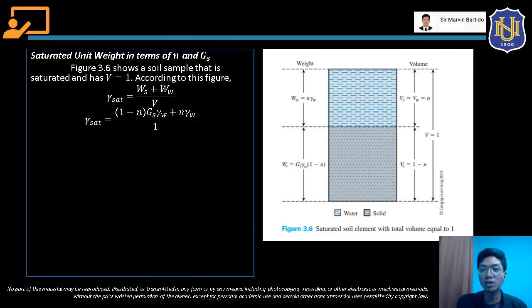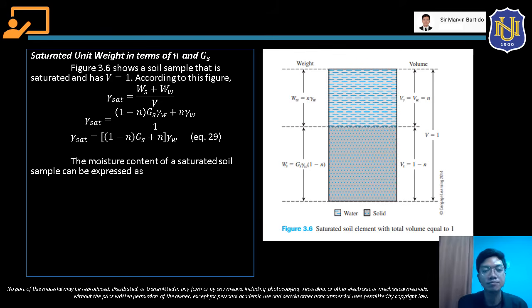Eh, yung volume ng water natin dito, class, ay n. So therefore, n times gamma water equal yan sa weight ng water. Tama? Kaya class, yung weight ng water natin dito ay n times gamma ng water, no? So over the total volume, which is 1. Okay, so from here, ito na yun class, yung gamma saturated. So this is (1 minus n) times G sub S plus n times gamma water, no? So ito equation 29 natin ito.